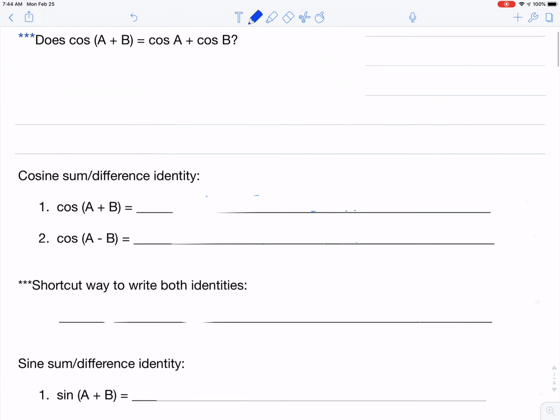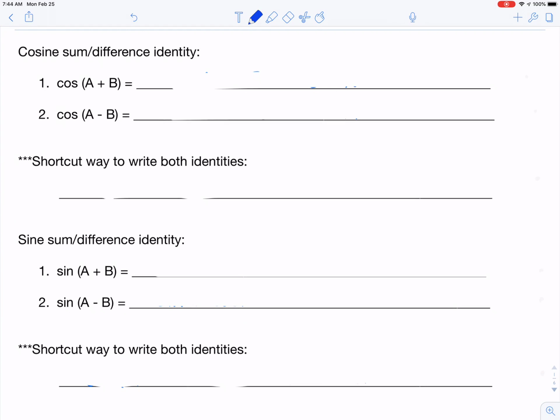All right, so first thing I'm going to do is just to give you some identities here. The first one is the cosine sum and difference identity. Number one is the cosine sum identity. So if I want to do cosine of angle A plus angle B, I'm going to start out by using this identity. Cosine of angle A times the cosine of angle B minus the sine of angle A times the sine of angle B. And of course, we will use order of operations here.